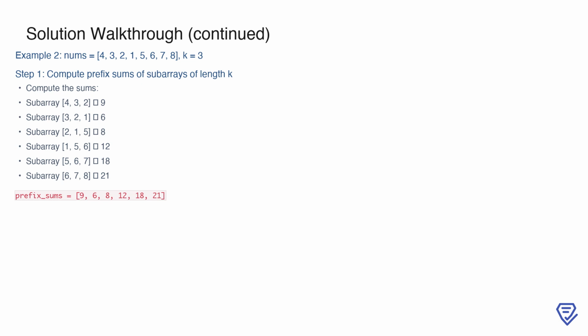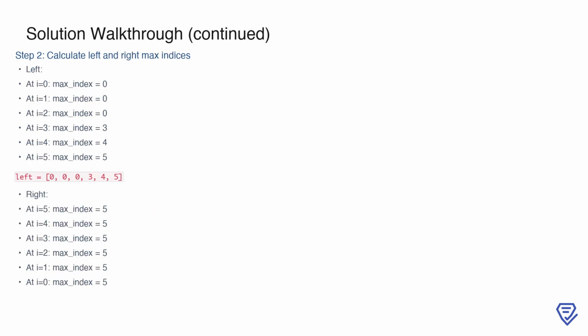as we calculate the optimal indices. To proceed, we compute the left max indices array for this example. Starting at i equals 0, the maximum sum is at index 0. As we traverse the prefix_sums array, the maximum sum remains at index 0 until i equals 3, where a larger sum is found at index 3. From index 3 onward, the maximum sum shifts to index 4, and then to index 5, where it remains for the rest of the array. This results in the left array 0, 0, 0, 3, 4, 5.